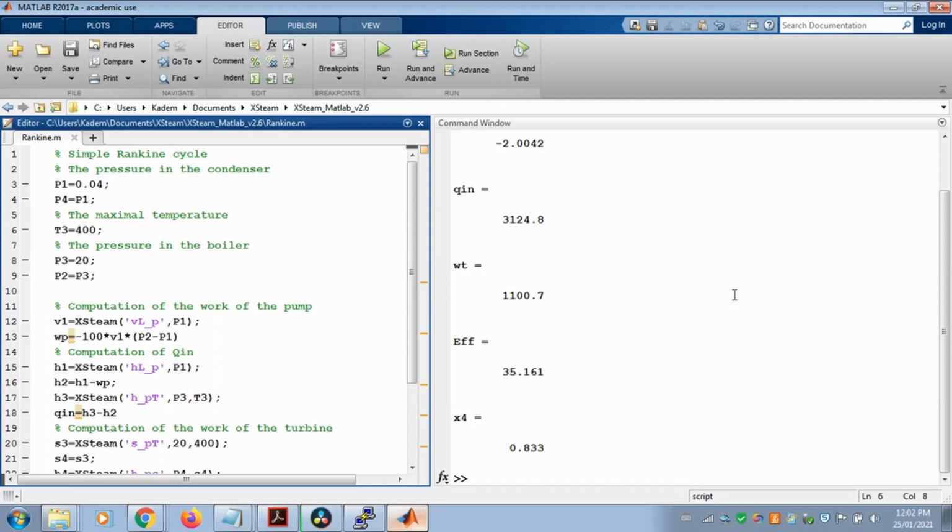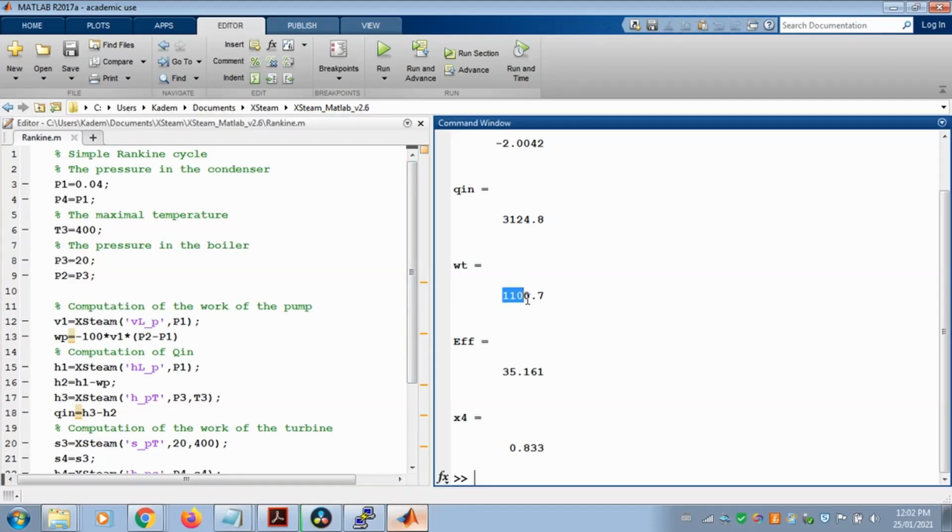And we see we have actually here an increase in the work of the turbine, 1,100. The previous one was 989. The thermal efficiency increases from 32.32 to around 35%. And here we have a reduction in the quality. The previous value was 0.86 or 86%, and now we are reducing our quality to 83, okay? So this is something we don't really like, okay?